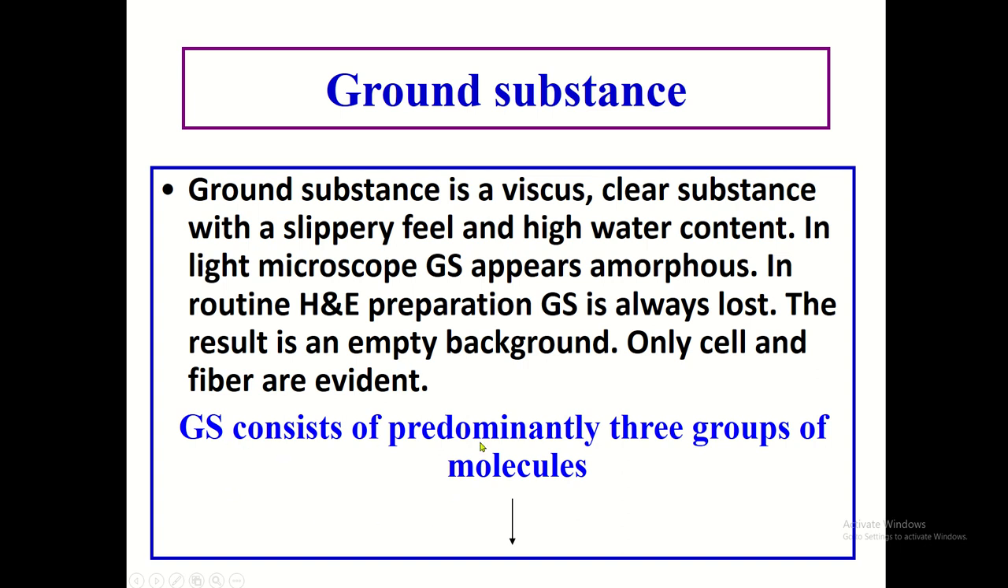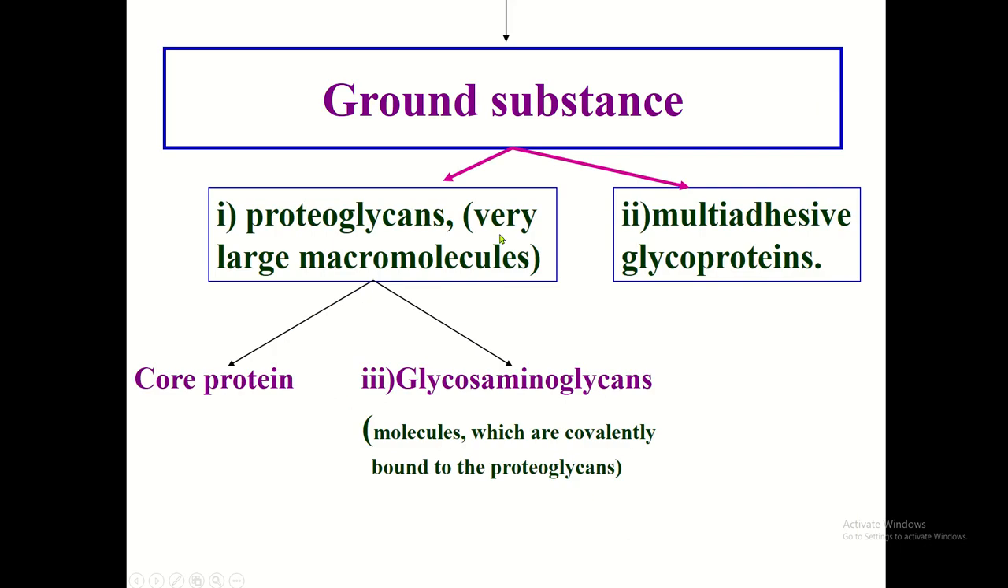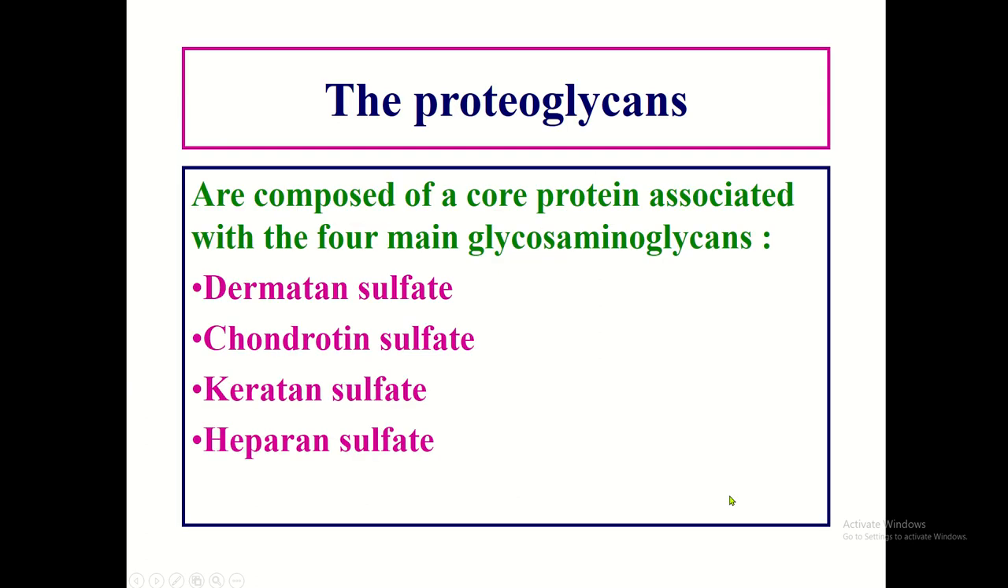The ground substance consists of predominantly three groups of molecules. The proteoglycans, very large macromolecules formed by a core protein and glycosaminoglycans, and multi-adhesive glycoproteins. The proteoglycans: these are the names of some proteoglycans, the four main types of proteoglycans.